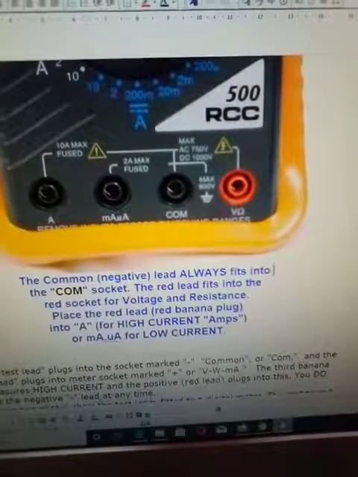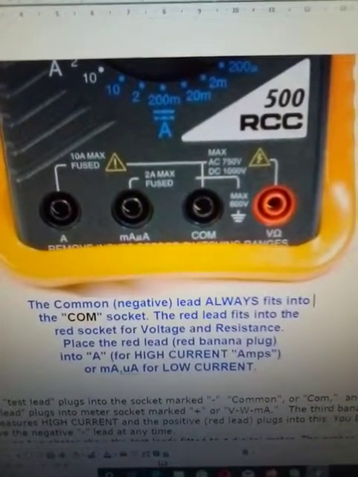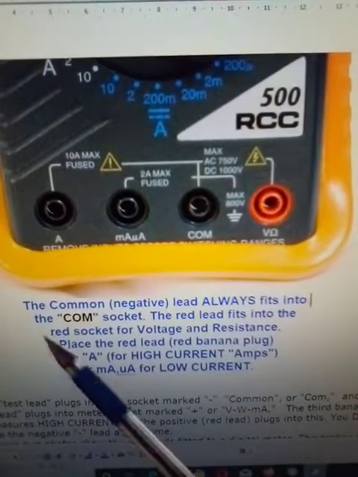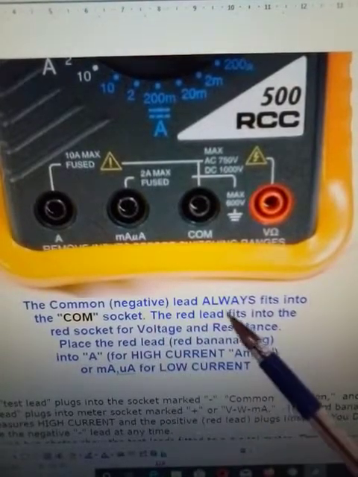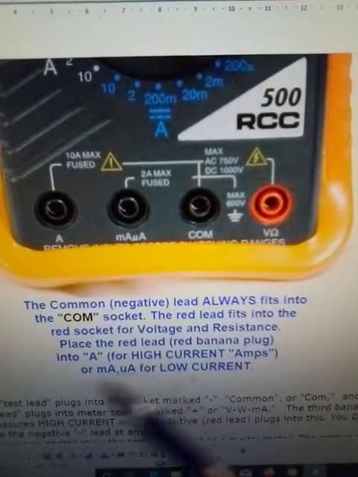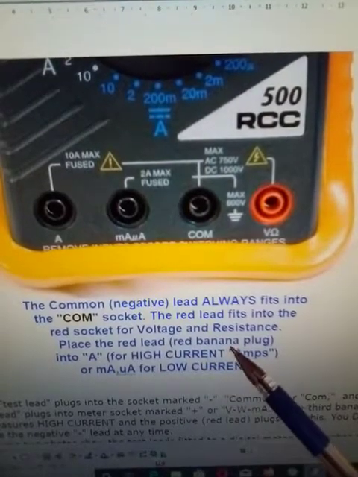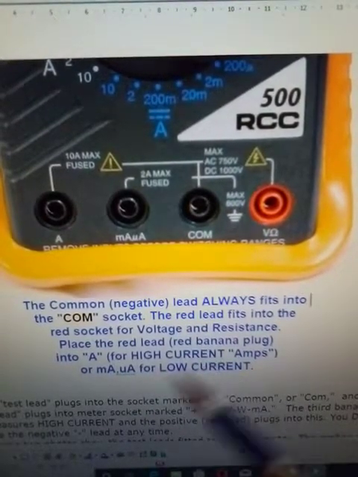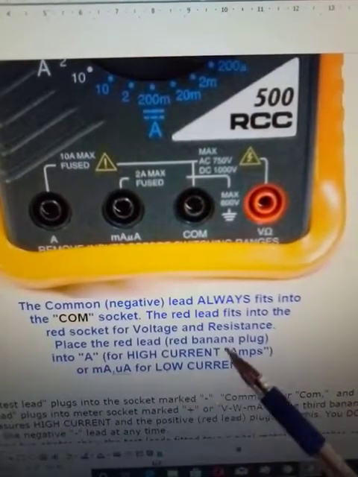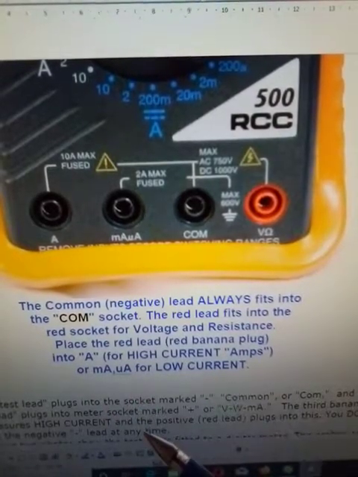The common negative lead, I'm going close to that so you can see it. The common negative lead always fits into the common socket. The red lead fits into the red socket for voltage and resistance. Place the red banana plug, they call it a banana plug in this case, into A for higher current amps, or milliamps or microamps for low current. Okay.